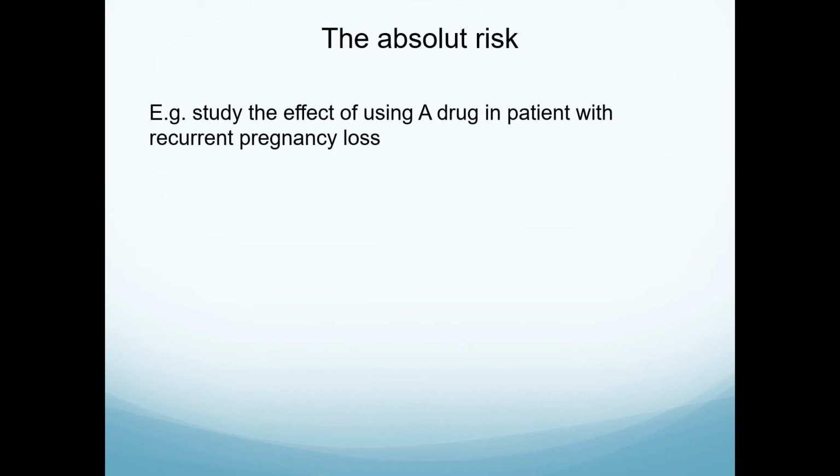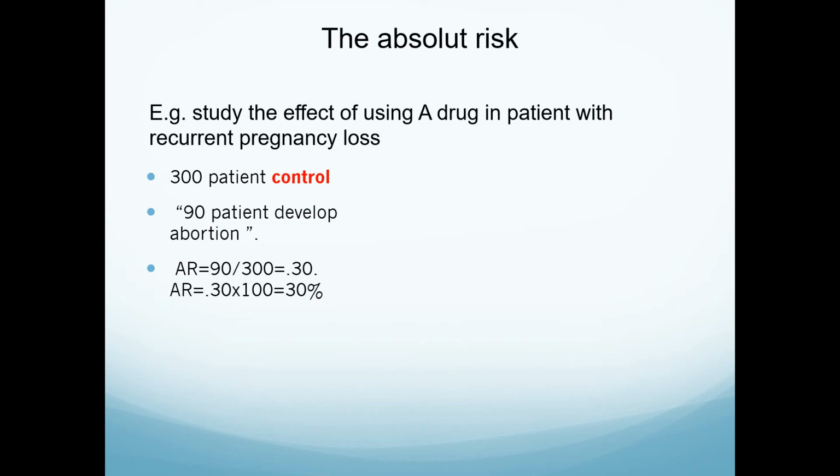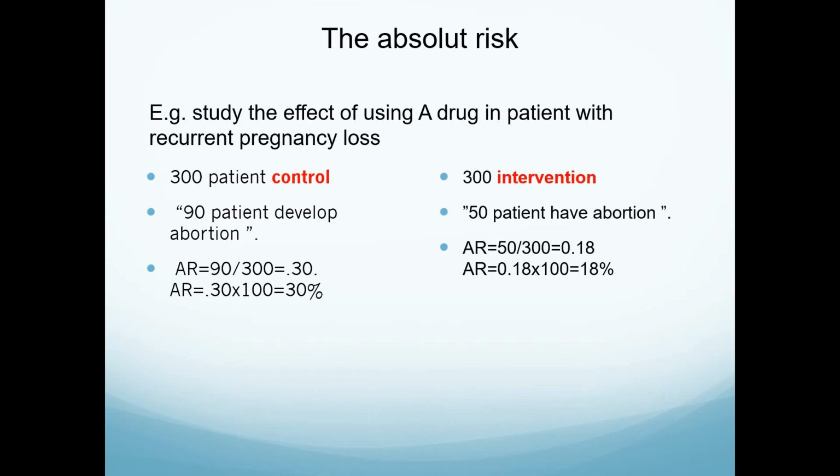300 patients in the control, all of them receive nothing. They receive placebo. 90 patients developed abortion. So the absolute risk is 90 out of 300, and that means the absolute risk is 30%. The intervention group is 300 also. 50 patients have abortion. So the absolute risk is 50 divided by 300, which is equal to 0.18, which is 18%.